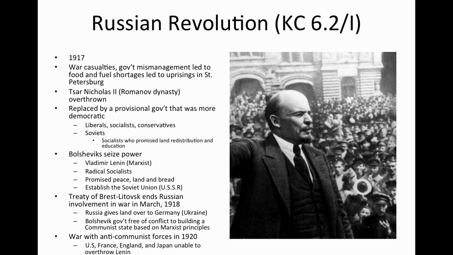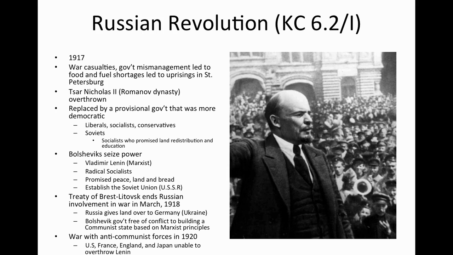Marxism began to take hold in Russia. People were frustrated with the war and how much devastation there was. The government was mismanaging things, and there were food and fuel shortages that led to uprising. Eventually, the Tsar and the government were overthrown. That was the Romanov dynasty. Nicholas follows Alexander. What was put in place was a government that was at least friendly to the United States. It was more democratic, comprised of liberals, socialists, and conservatives, but it wasn't doing enough.